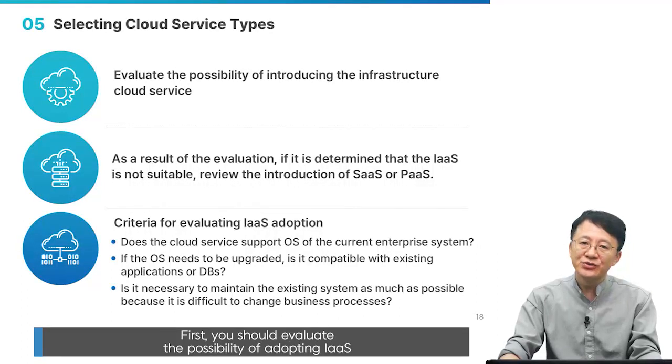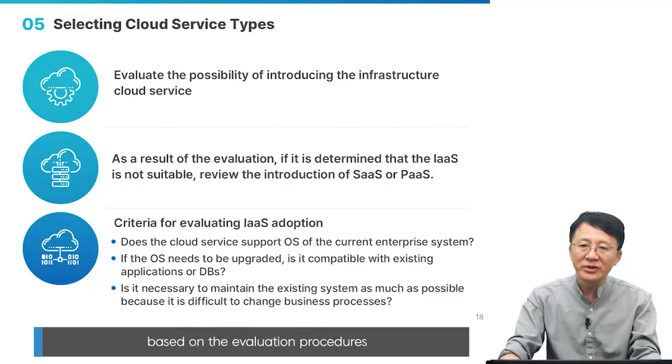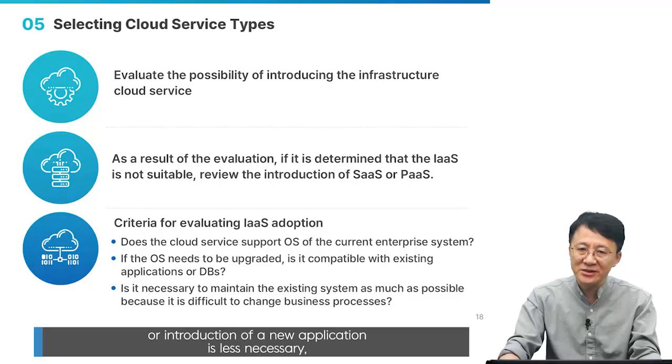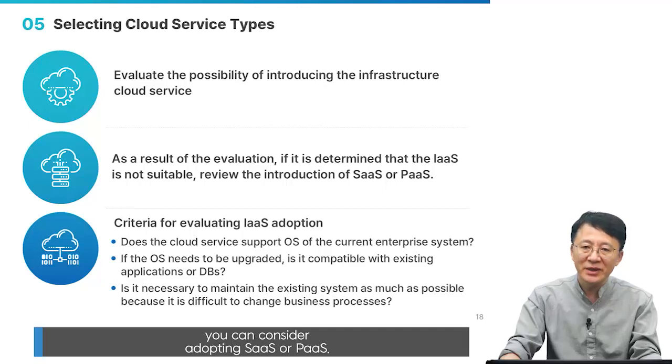First, you should evaluate the possibility of adopting IaaS by determining whether to maintain the enterprise system. If you decide that IaaS is not suitable based on the evaluation results and redevelopment, redesign, or introduction of new application is necessary, you can consider adopting SaaS or PaaS.